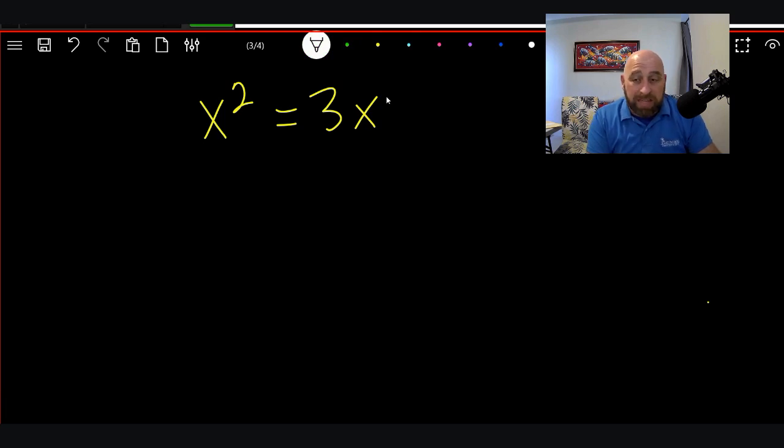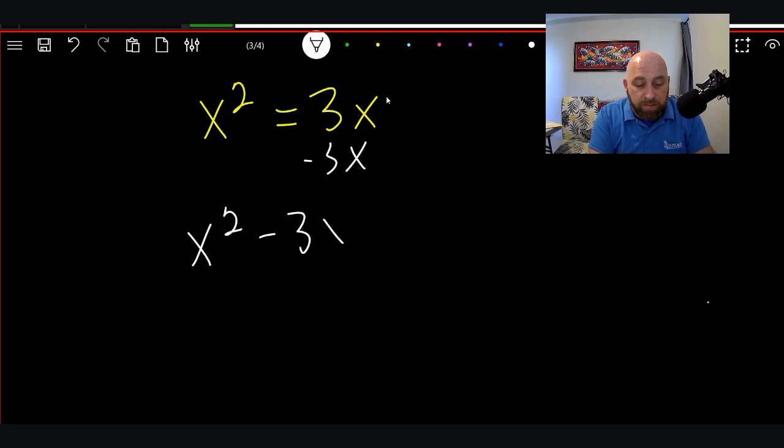Well, it's not in standard form, so we can at least try to get it into standard form by moving the 3x to the other side. So we'll get x squared minus 3x, and then this one cancels, equals 0. Now, technically, we're still not in standard form because we don't have a c term, but sometimes you're just not going to have a c term. So what do we do? Well, do what you know to do.